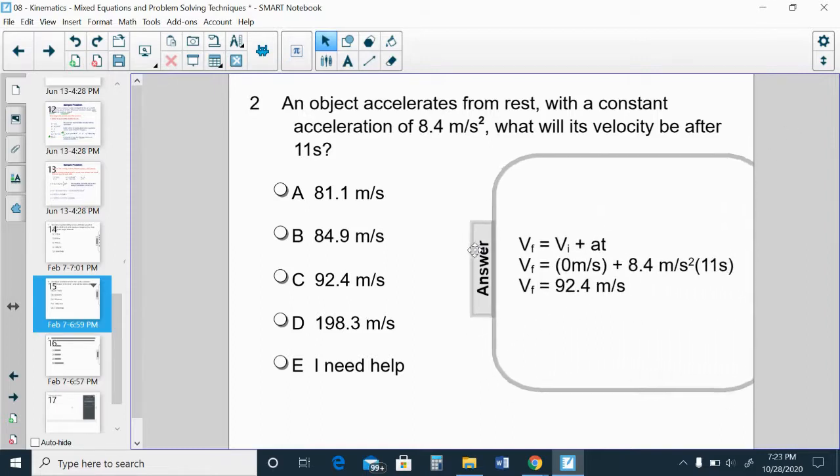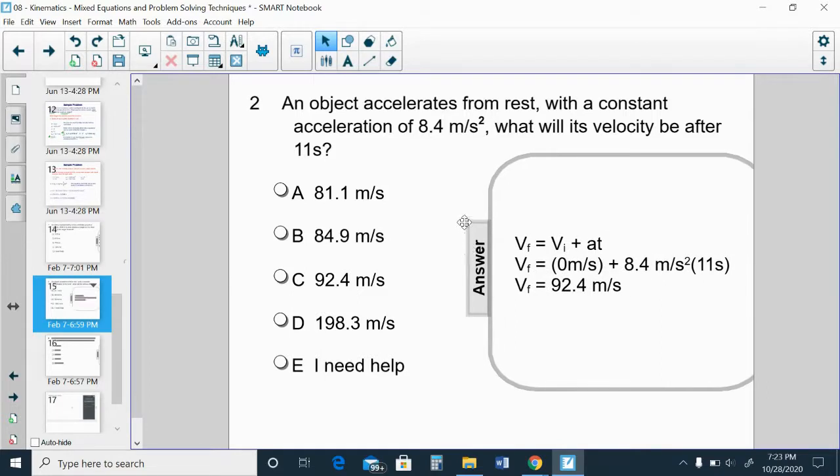So for this one, the knowns that we are provided with lead us to using the first kinematics equation. So we have acceleration from rest, which means initial velocity is 0. And then you have values for everything else, acceleration and time, which gives you a final velocity of 92.4 meters per second.